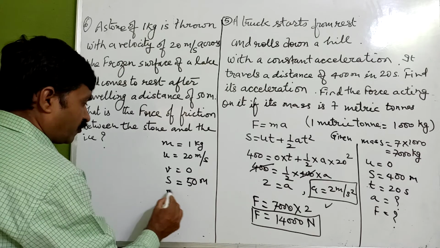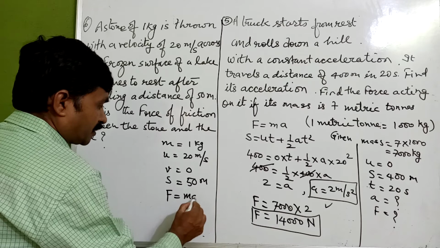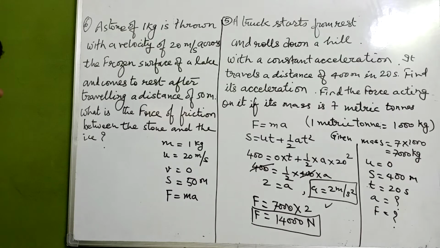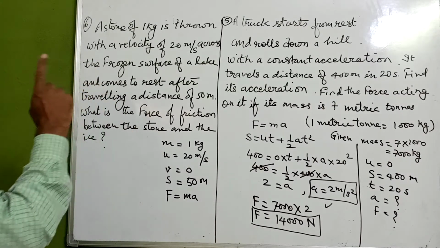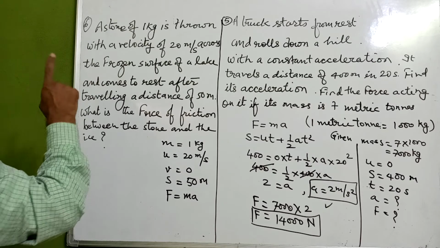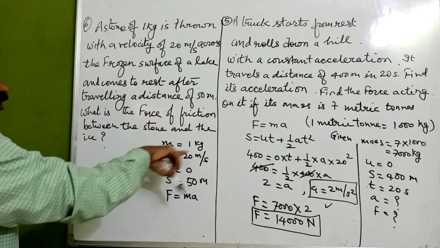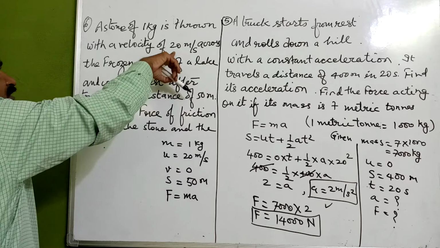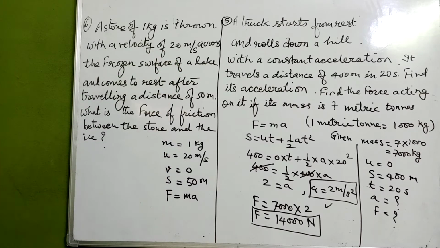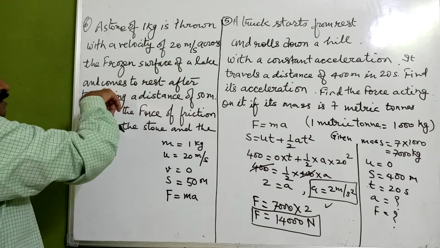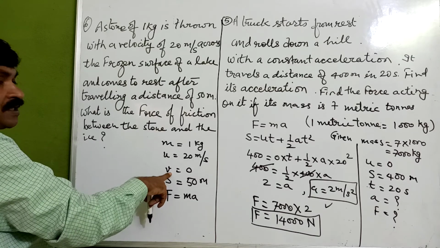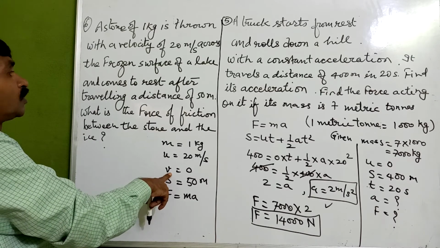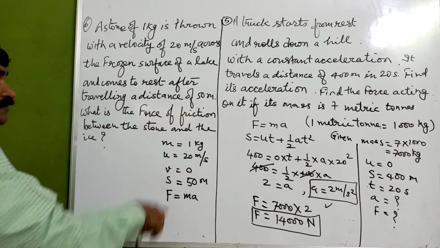Now we know force is equal to mass into acceleration from Newton's second law of motion. ये हमको पता है. We'll go through the question. Question को read करें. Stone of 1 kg is thrown with a velocity. Initial velocity दी हुई है. Frozen surface comes to rest. रेस्ट में आता मीन्स फाइनल वेलोसिटी 0 हो गई. डिस्टेंस कितना कवर किया, 50 मीटर.